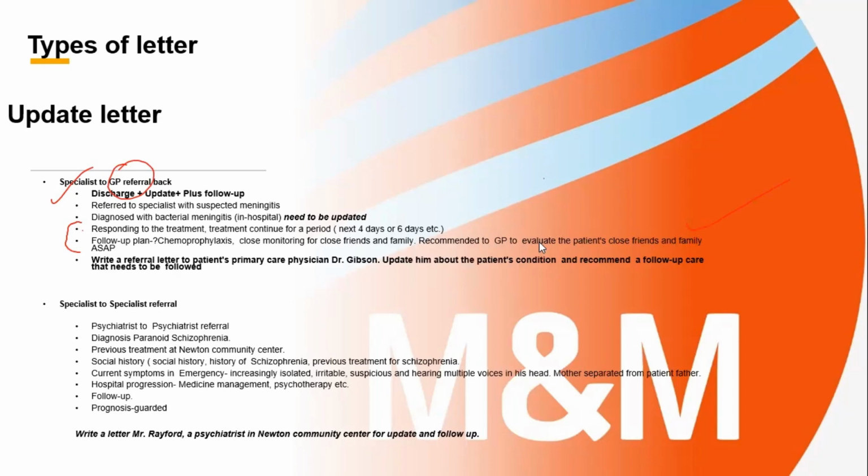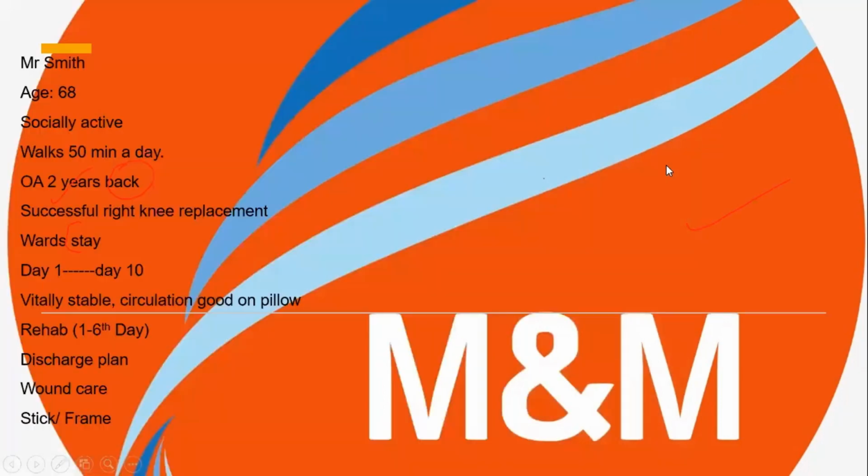But before we move on, as I will be discussing a letter of discharge with you, I'll be discussing a few cases. Let's say, just to make a demonstrative case, there is a patient whose name is Mr. Smith. His age is 68. He's quite an active person socially. He used to walk 50 minutes a day. He was diagnosed with osteoarthritis 2 years back, for example. And recently, he underwent a successful right knee replacement surgery.